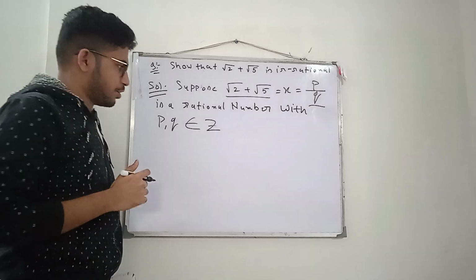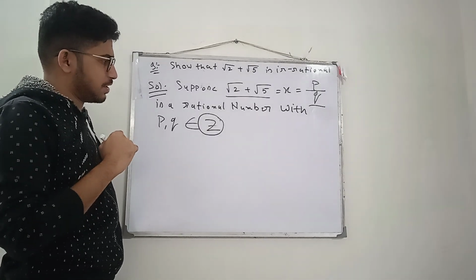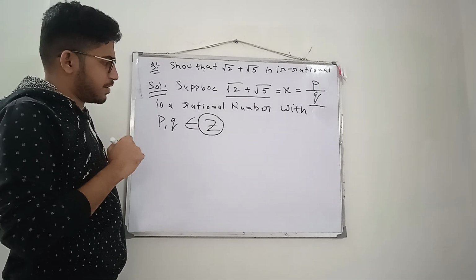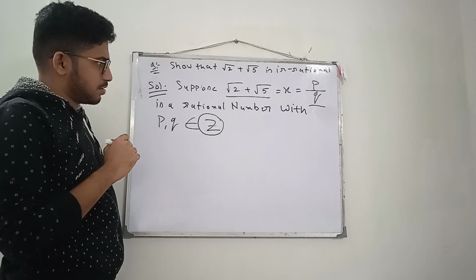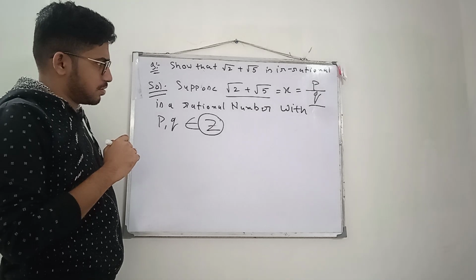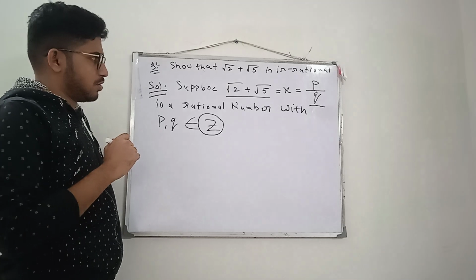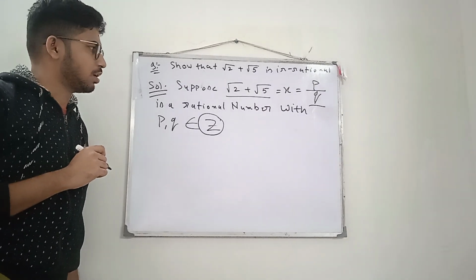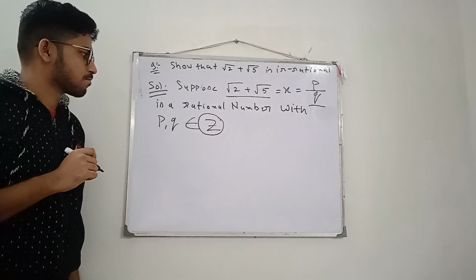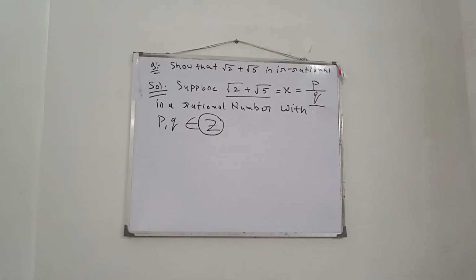What are they trying to denote with this z? Anyone know? I'm also trying to find out what they're trying to say. Root 2 plus root 5 is equal to x is equal to p by q. You guys think, I'm also thinking. Think.